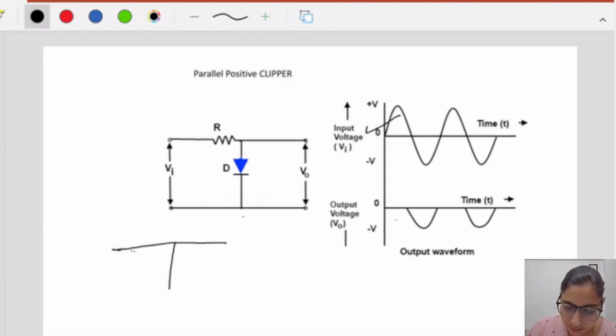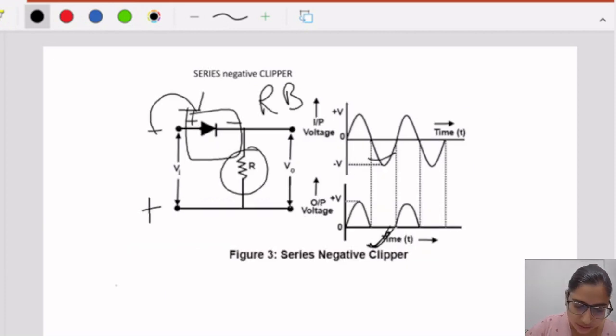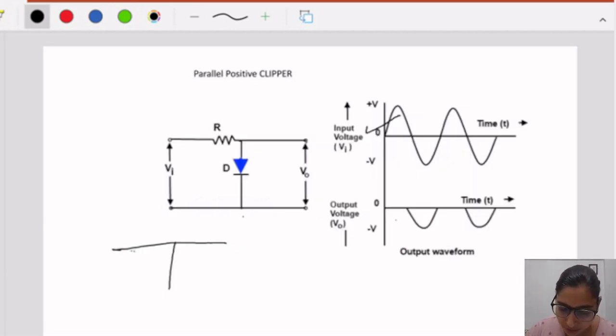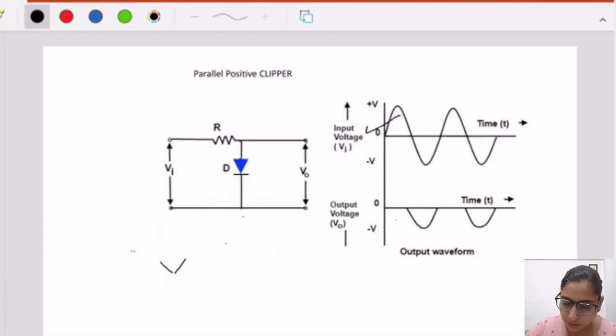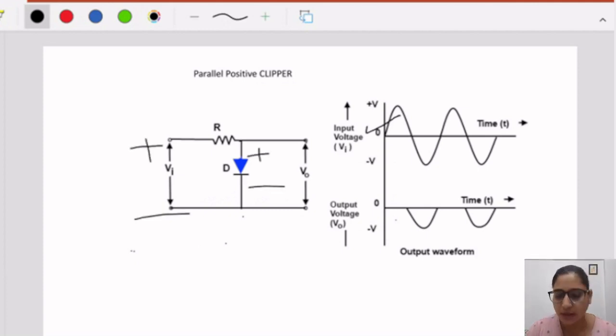Here we can see current is coming from this resistor R, and it is dividing between the diode and the V out. So this is the particular division node. So this system is in parallel connection. Now what will happen in the positive half cycle? We know the polarity will be like this only. This is positive, this is negative, and this is the diode's positive, this is the diode's negative.